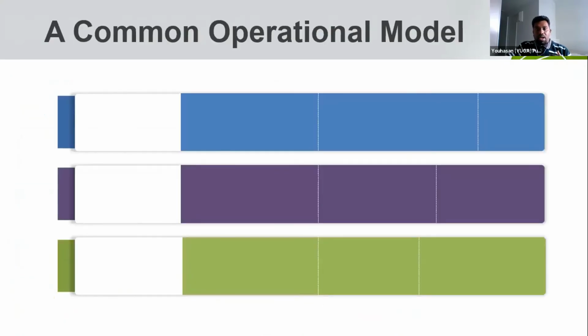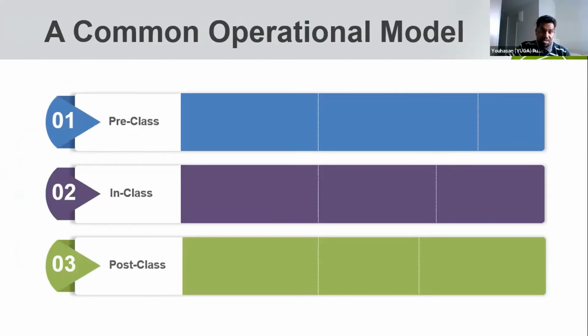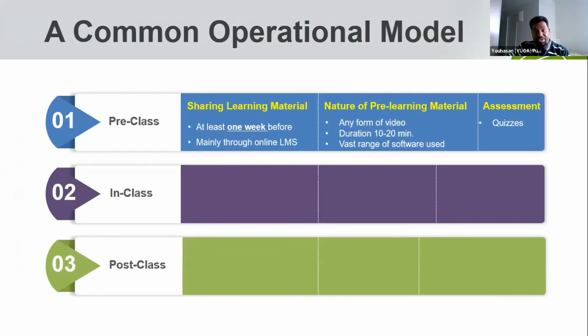And also a common operational model was reported in all the 27 papers. The operational model was explained in 3 steps, that is pre-class activities, in-class activities, and post-class activities. Pre-class activities started by sharing the learning material to students from the teacher's desk. It happened at least 1 week before the face-to-face class. It's mainly done through the online learning management system.